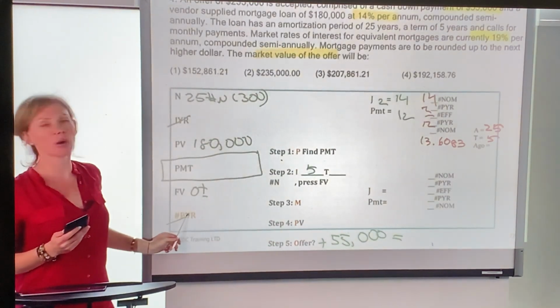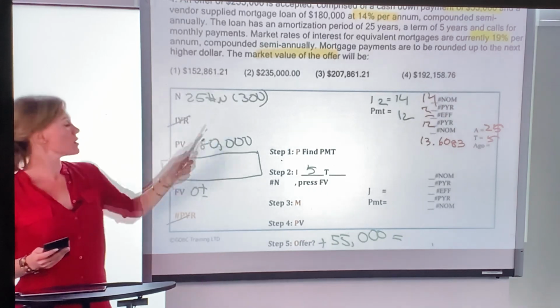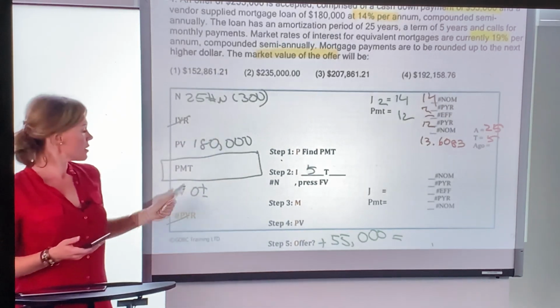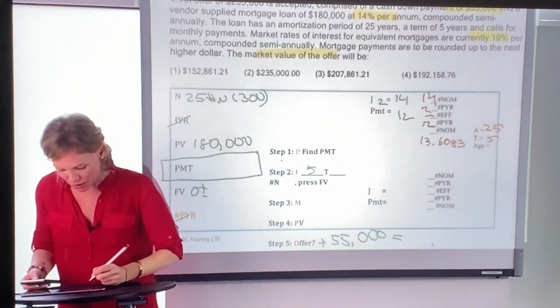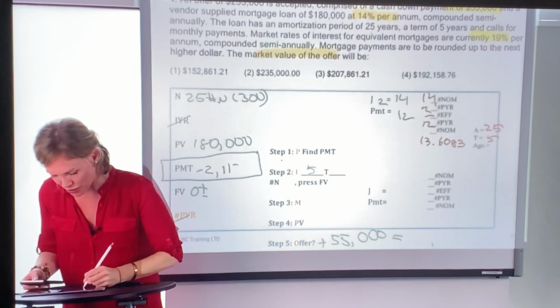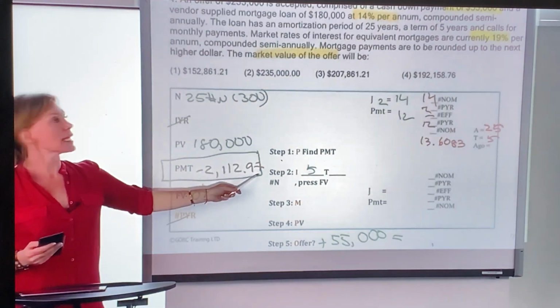Okay, we know that everything will be now monthly. And 25 years, so do 25 shift N, and it will come up as 300 months. PV is 180,000. PV. Don't skip the future value. Make sure you put that 0 plus minus future value, and now you press the payment. Your payment should come up to negative 2,112.97. Let me know if you get the same. So 2,112.97.